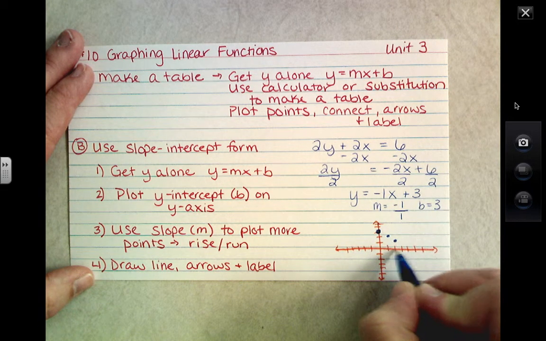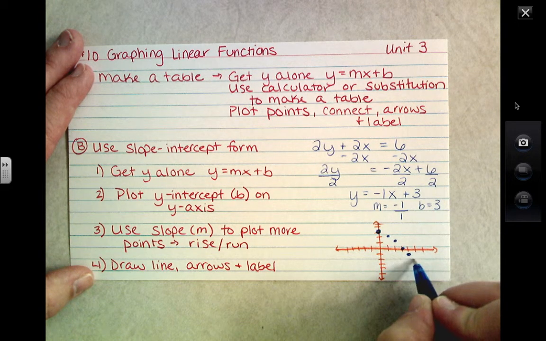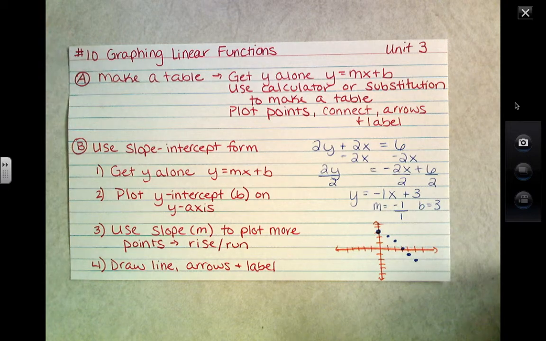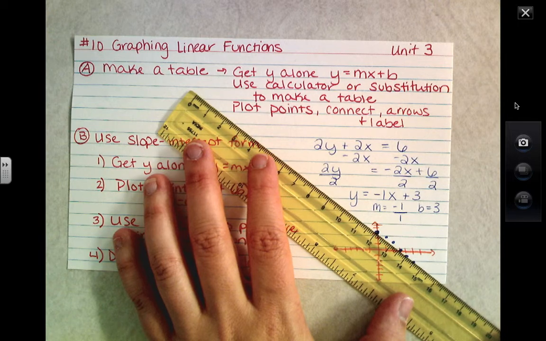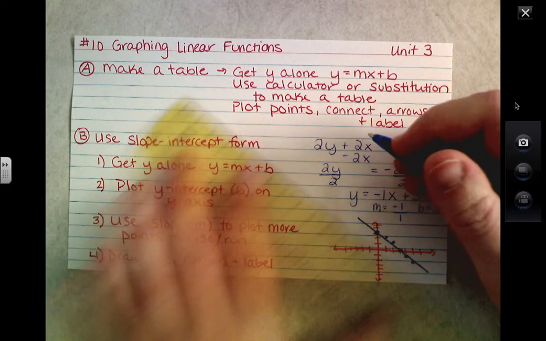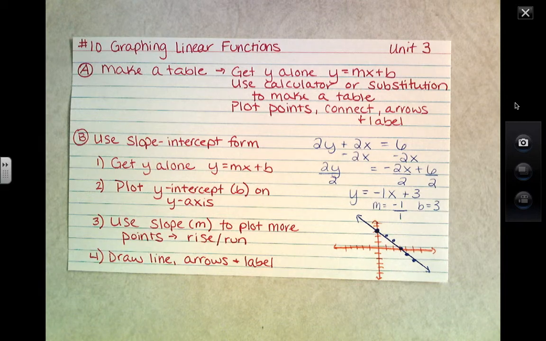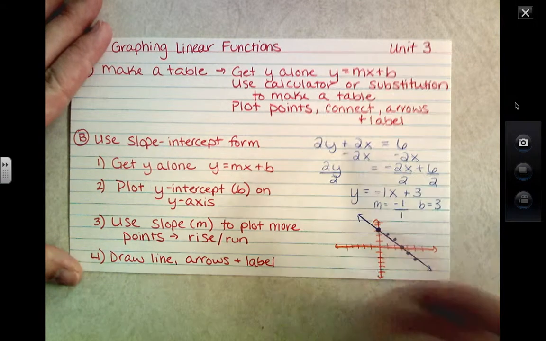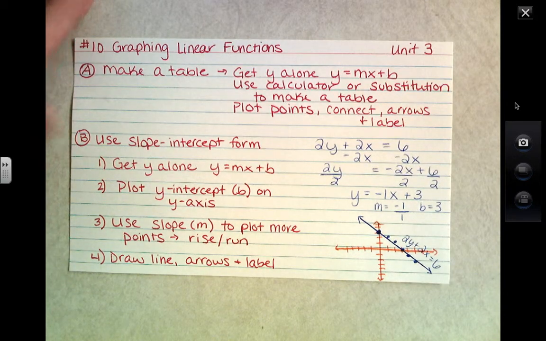Okay, so I'm rising negative 1 and running positive 1. And you can do that a bunch of times here so that you get a really nice look at what that line should look like. If you have a ruler, you can go ahead and connect those points. Now, of course, mine is off a little bit because it wasn't a perfect graph to begin with. But when I have a nice perfect graph, these points should line up perfectly. Okay, so there's my line. I'm going to label it with my original equation, 2y plus 2x equals 6. And that's what it looks like when you graph with the slope and the intercept.